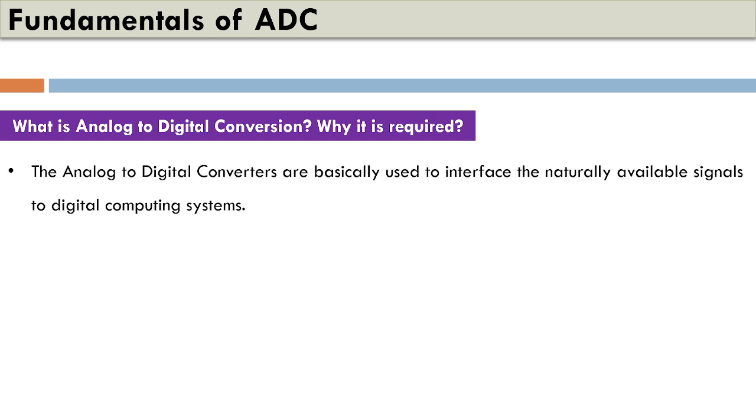Well, analog to digital converters basically interface the naturally available signals to digital computing systems. Suppose you want to record somebody's voice into a digital system. A digital system means a computer, a laptop, a mobile phone. Then you will have to somehow convert the available natural, analog sound into its digital counterpart. So, in order to do that, the analog to digital converter plays the interface between them.